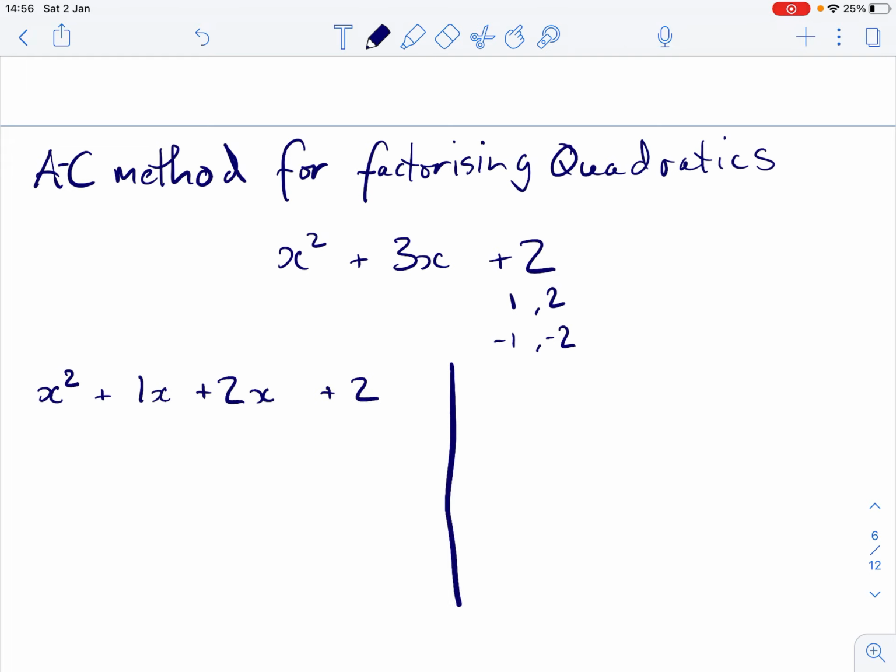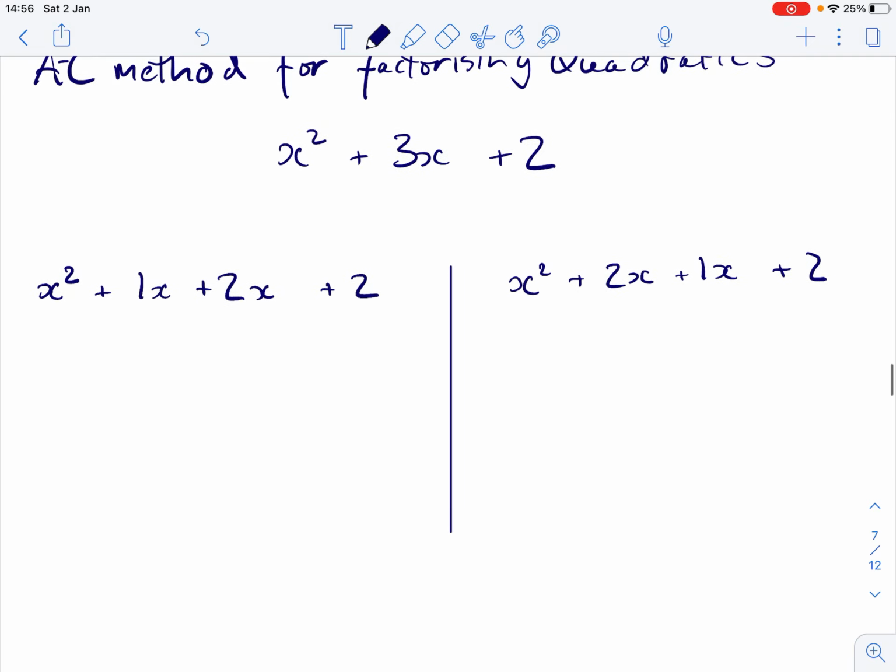It doesn't matter which way round you write this, because you could have written this as x squared plus 2x plus 1x plus 2, and that would also work. We'll come to both approaches later on, but let's just focus on this one on the left. Now, I'm going to split this in half. I'm going to draw an imaginary line down the middle, and I'm just going to factorise each bit separately. So x squared plus 1x, x is our common factor here, and if I factorise this, this would go into x times x plus 1.